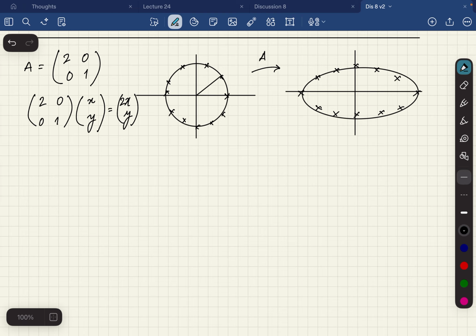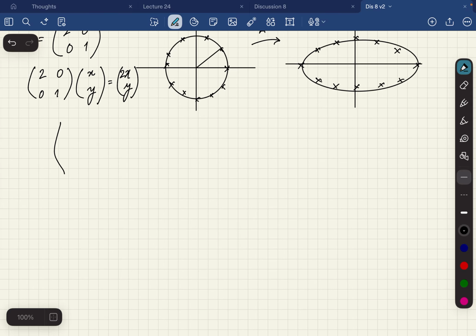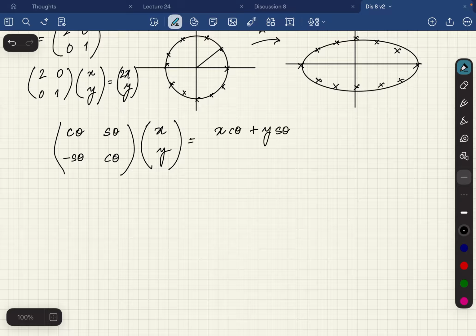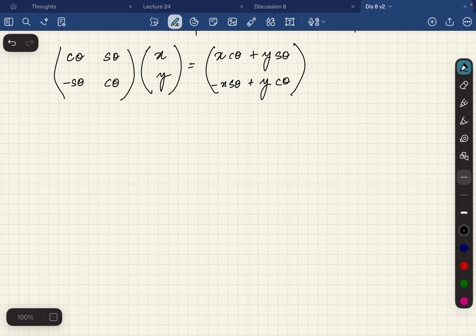What were you doing in Euler angles? Like when you have a matrix like this, and if I multiply it with x and y, what do I get? I get x cos theta plus y sin theta, minus x sin theta plus y cos theta. It's rotation. If you don't see it clearly, then let's go and plot it, no issues.